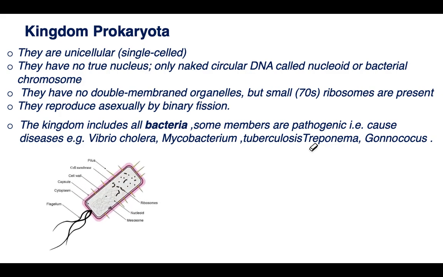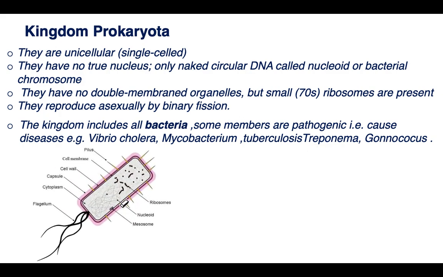Okay, so for the examples we can have this one. This is an outer view of the bacteria. We can see the ribosomes, the nucleoid, the mesosome, and then also we have pili, the cell membrane, the cell wall, the capsule, and then we have the cytoplasm.